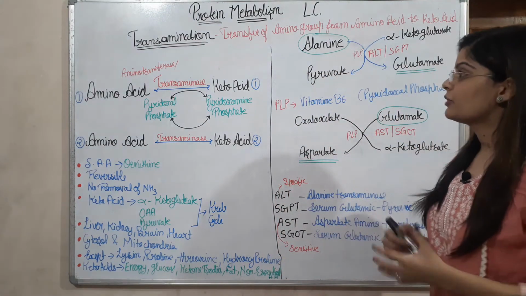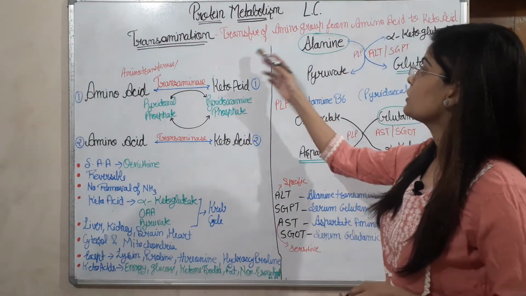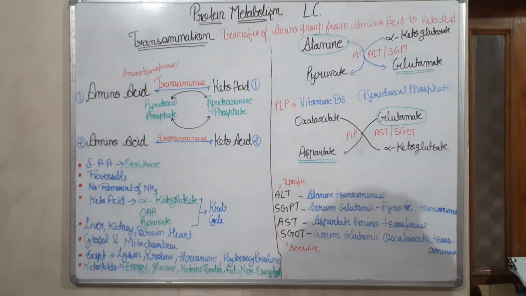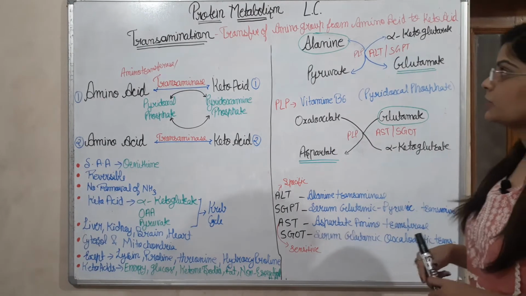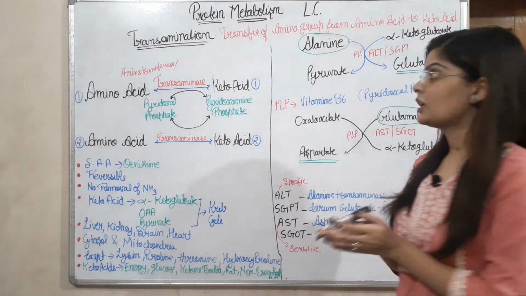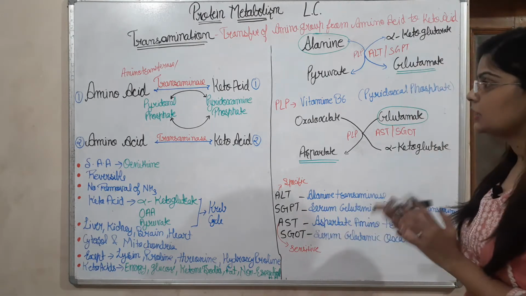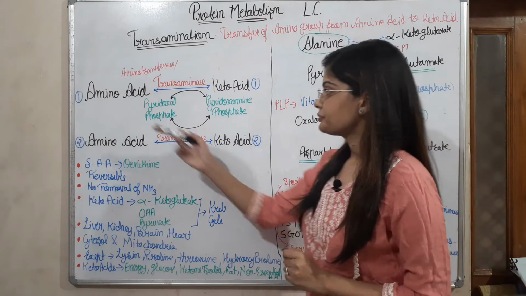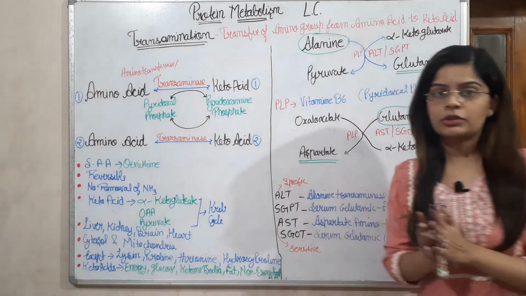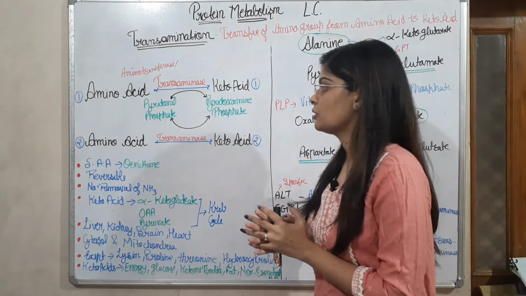And what is the process of transamination? It is the process in which the amino group is transferred from the amino acid to the keto acid. So here there is no removal of the amino group, here is only the transformation of the amino acid.